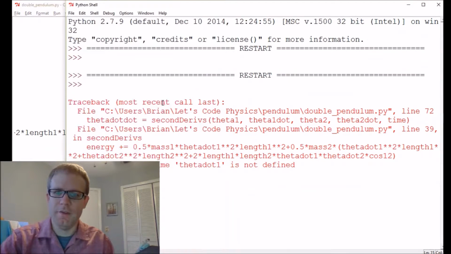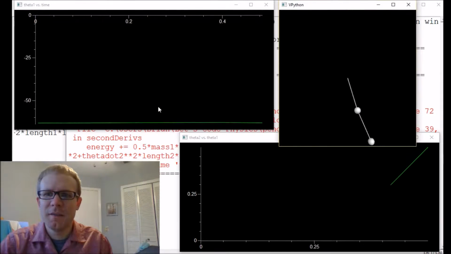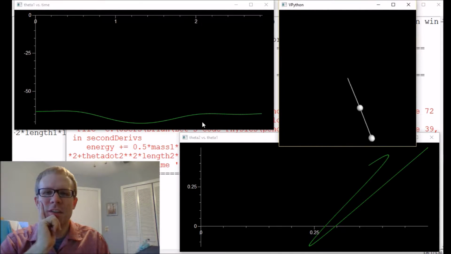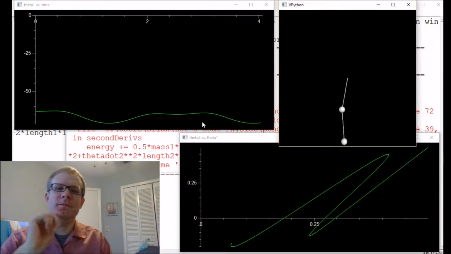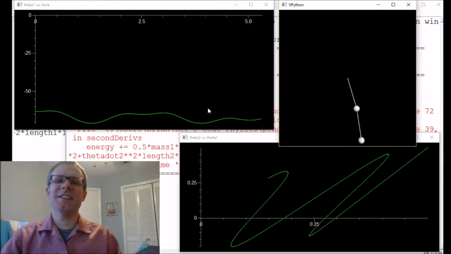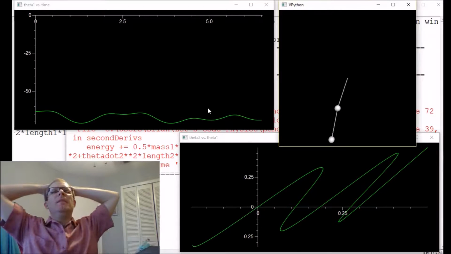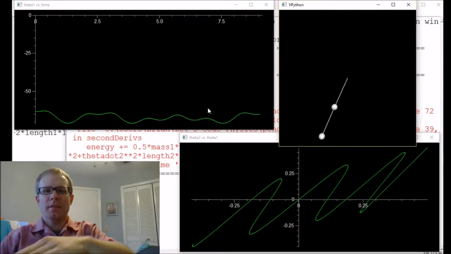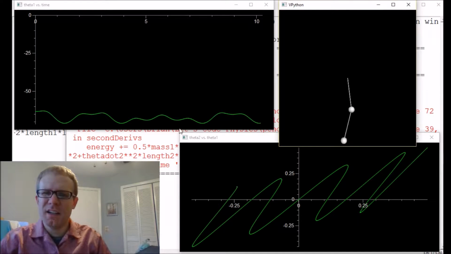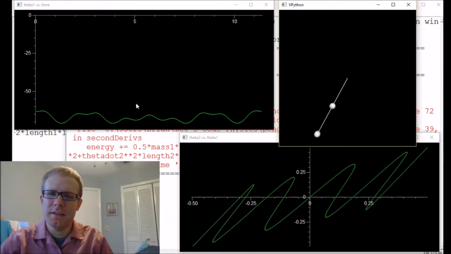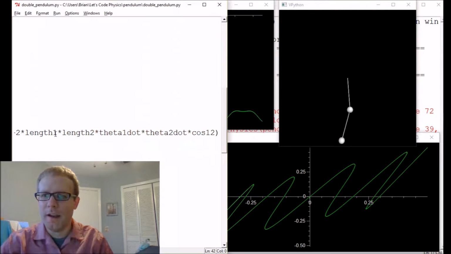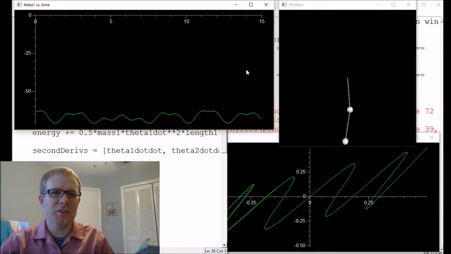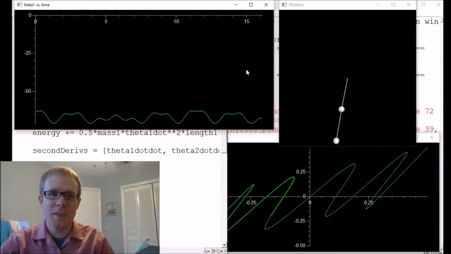There we go. All right, F5. Okay, this energy is not being conserved. In fact, it's varying, because if the Euler-Cromer method were messing up, I would expect the energy to tend toward 0, I think, or to tend toward a minimum. But this is actually oscillating very regularly. Okay. So there must be a mistake somewhere in the differential equation itself.